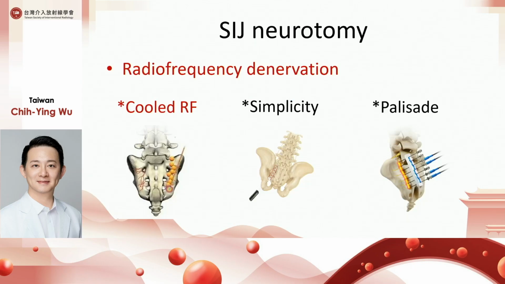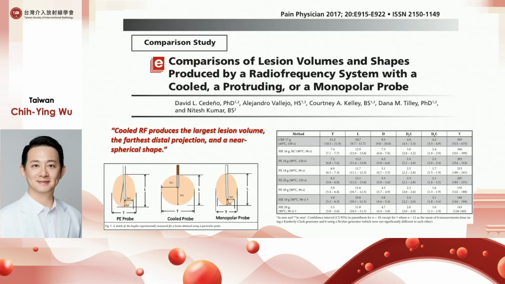There are three types of SI joint neurotomy. I usually use cooled radiofrequency because it creates a deep and large lesion and avoids tissue charring. Compared with the palisade or monopolar probe radiofrequency, cooled radiofrequency creates the largest and near-spherical lesion size.